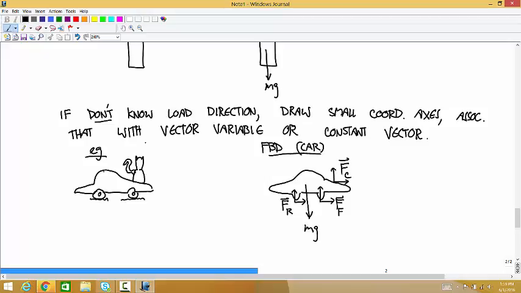All right, well, let's take a 10-minute break. We'll start again at 10 after 2, and we'll start using free body diagrams in calculations.